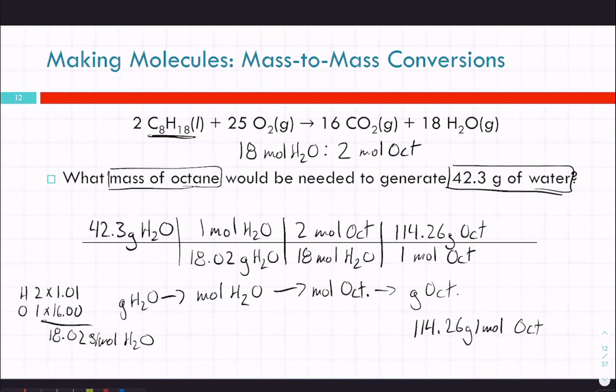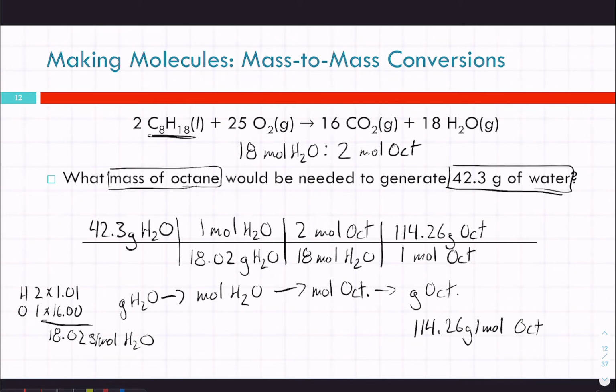So our question originally asked us for a mass of octane from a mass of water. So we started with mass of water in grams, converted from grams to moles, or moles of water, I should say, then to moles of octane. And then this will get us grams of octane, which is the thing that we're looking for. So we just multiply across the top.